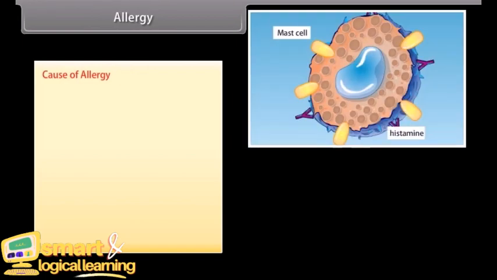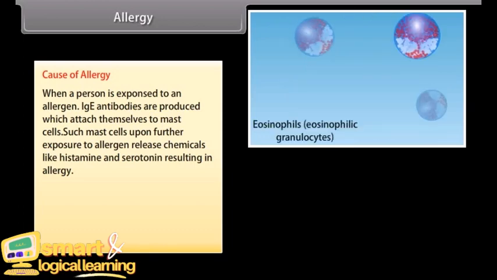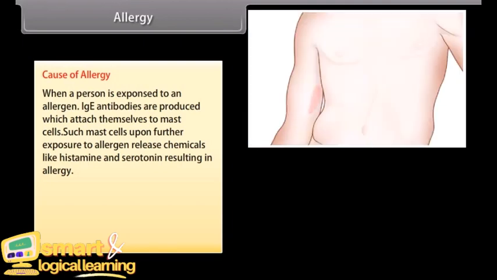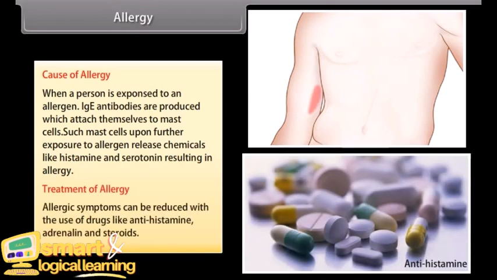Cause of allergy. When a person is exposed to an allergen, IgE antibodies are produced which attach themselves to mast cells. Such mast cells, upon further exposure to allergen, release chemicals like histamine and serotonin, resulting in allergy. Treatment of allergy. Allergic symptoms can be reduced with the use of drugs like antihistamine, adrenaline, and steroids.